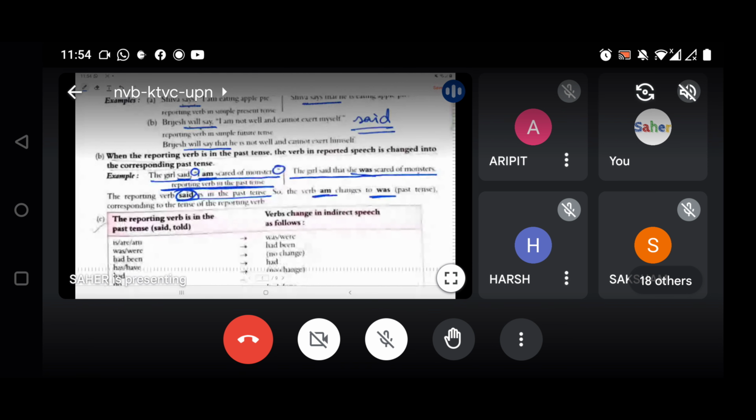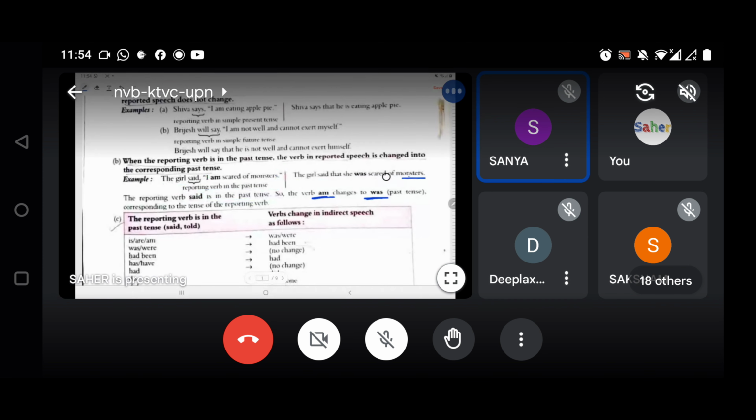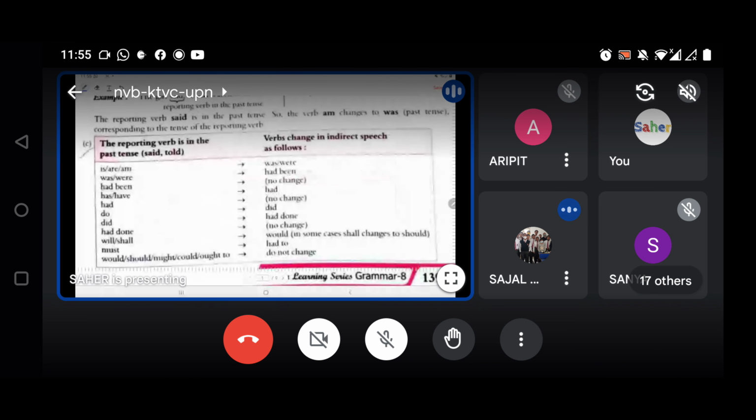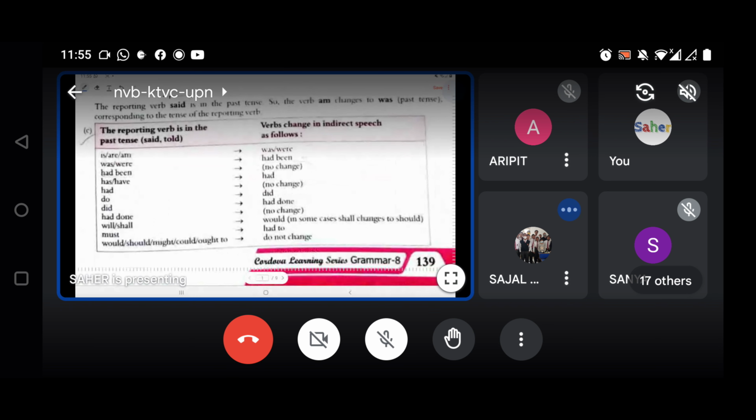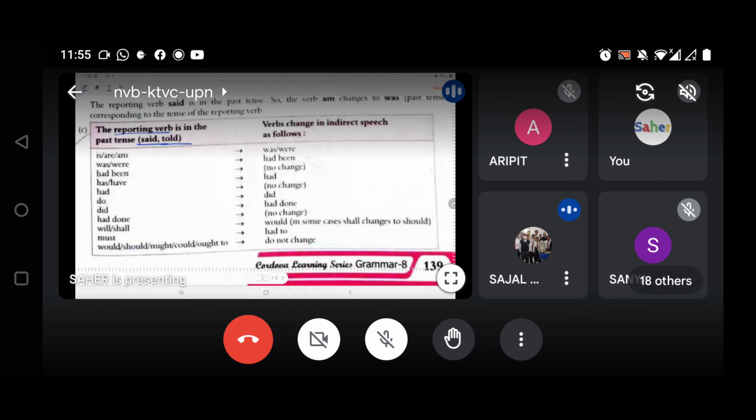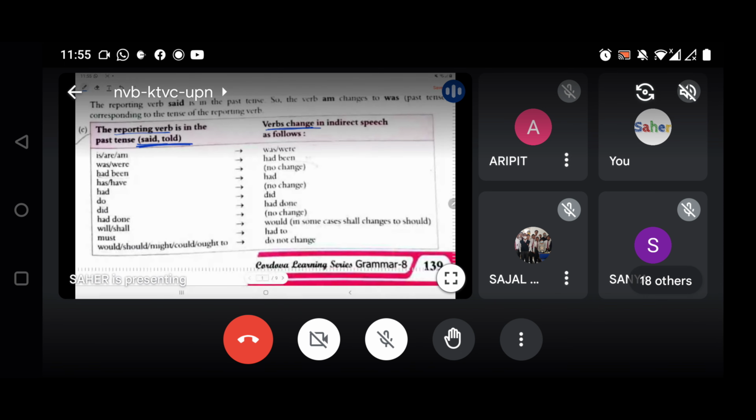Okay, so I hope this thing is clear to everyone. Any problem? Ma'am, please explain once more. Yes, this table is going to help you a lot. This is based on the same thing. The reporting verbs said and told will be converted in these verbs. The verbs will change in the indirect speech as follows. For example, if is, am, are is written in the sentence, it will change into was and were. We have seen it over here.